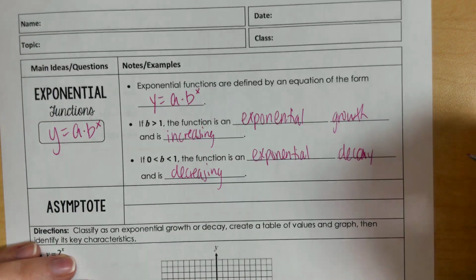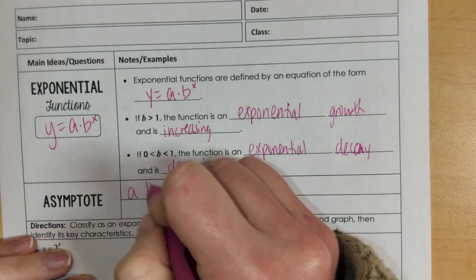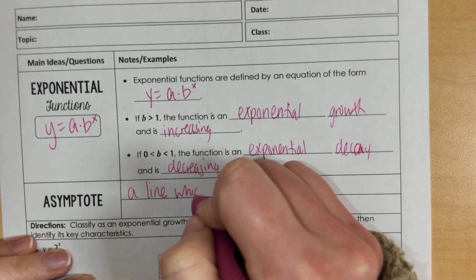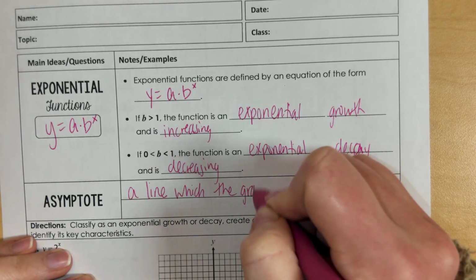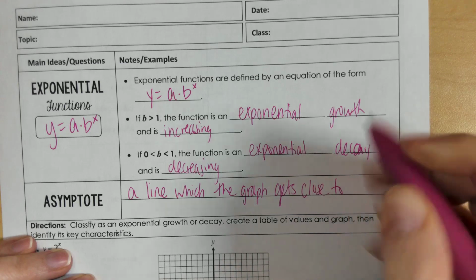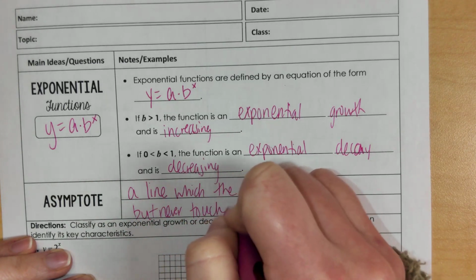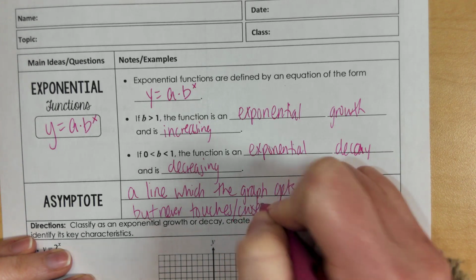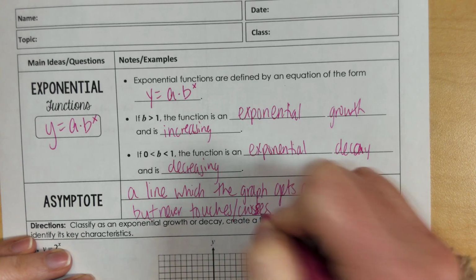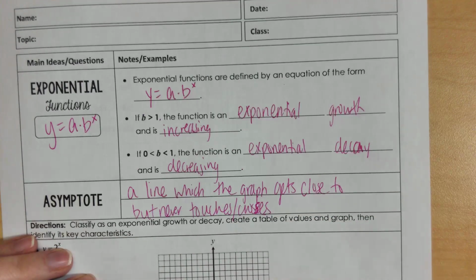Okay. There's another vocabulary term that you need to make sure that you know as we talk about exponential functions, and it is called an asymptote. Asymptotes are a line which the graph gets close to but never touches or crosses. It is an imaginary line that we can place on our graph, and the graph will get closer and closer to it but never touch or cross.